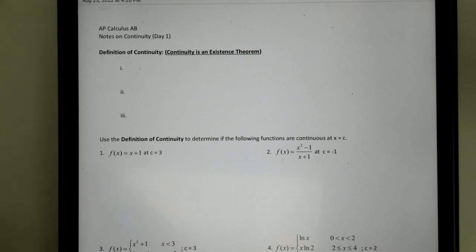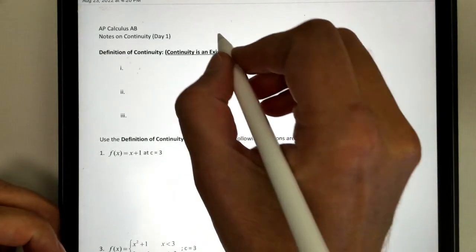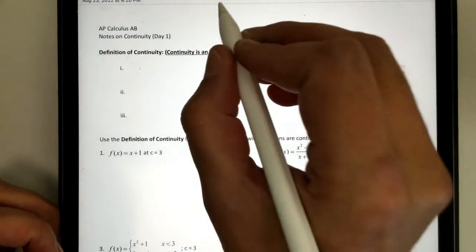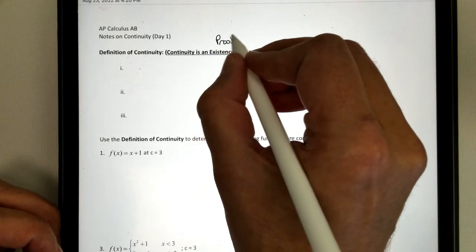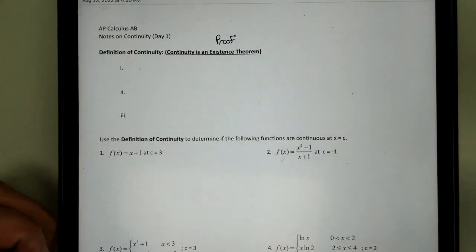This is one of the really big theorems of mathematics, of calculus, and you will definitely see this on the AP exam. First and foremost, continuity is what we call an existence theorem. So it's something we are going to have to prove every time.